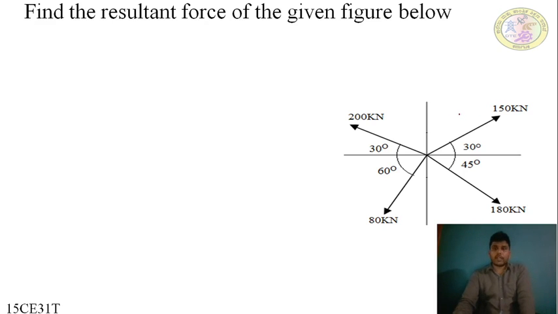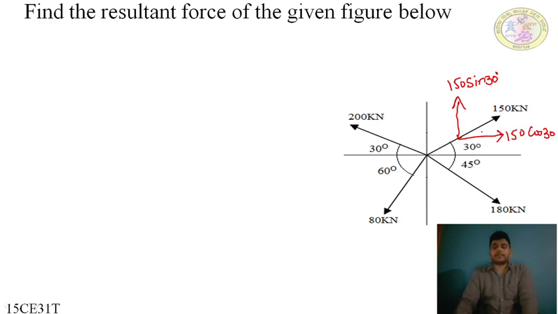For example, take the 150 kilonewton force. If we resolve the 150 kilonewton, it will be resolved in two ways. F is 150 kilonewton, and theta is 30 degrees with respect to the x-axis. Then the vertical component will be 150 sin 30 degrees, and the horizontal component will be 150 cos 30 degrees.